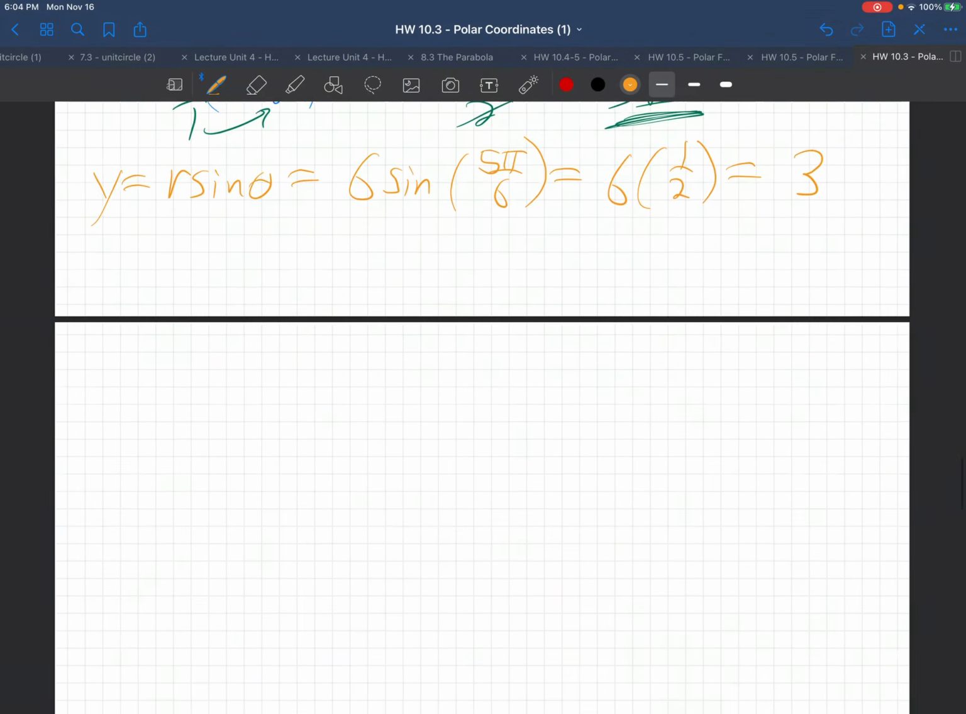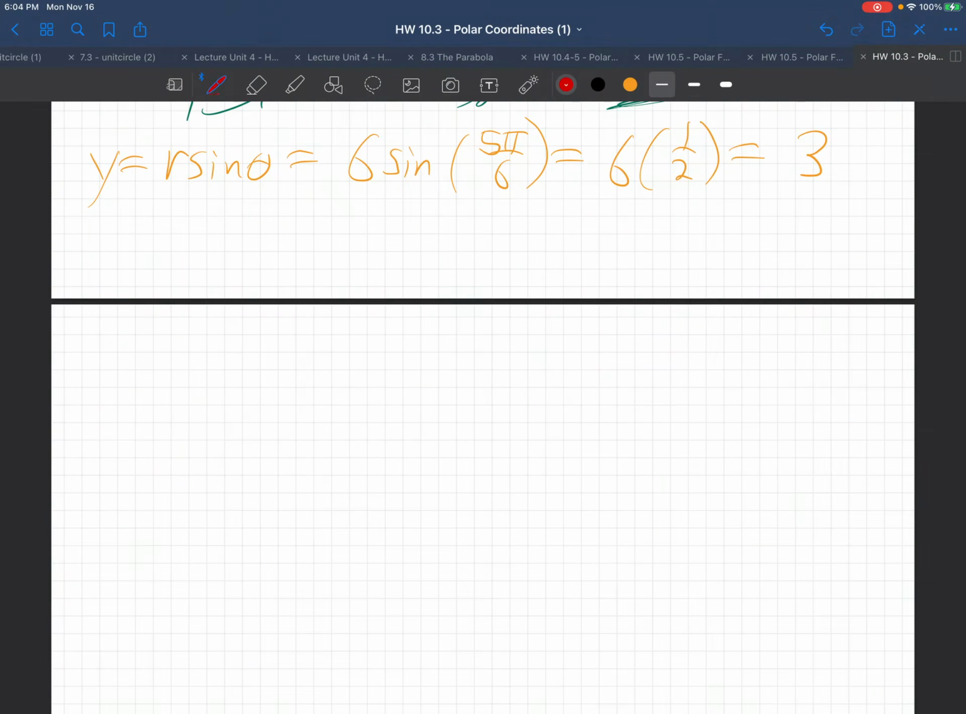So why did that even work? Because if you think about it, what are rectangular coordinates and what are polar coordinates? Rectangular coordinates are like x and y, right? You find a point, x, y. Polar, how do polar work? You turn to an angle.